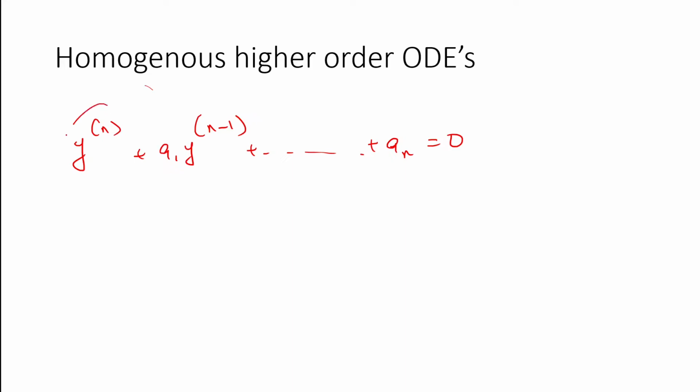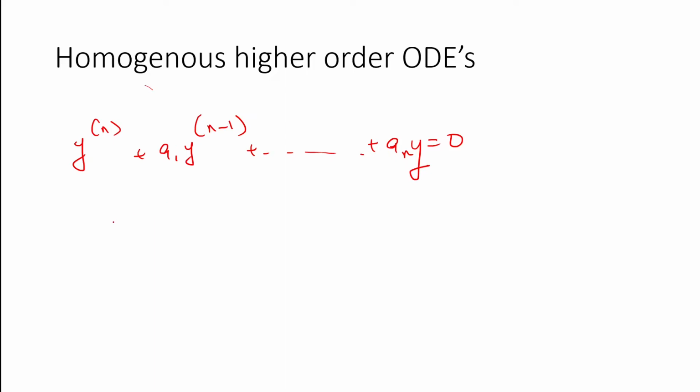What does this mean? This is the nth derivative of y, this is the n minus 1th derivative of y, and so on. So it is a combination of all the derivatives of y from n all the way till the 0th derivative, which is y, by the way. Yeah, a_n y is equal to 0. So this is the homogeneous higher order ordinary differential equation.